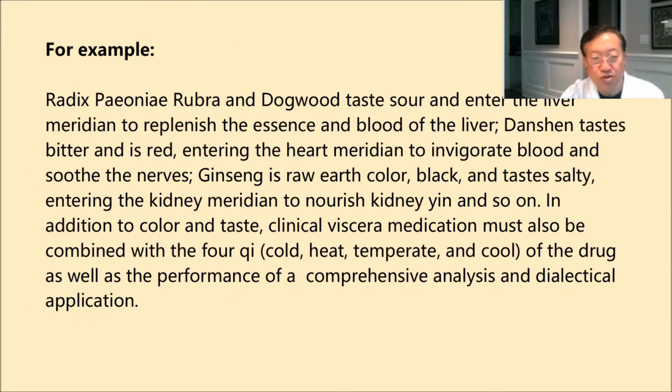For example, radix paeoniae rubra and dogwood taste sour and enter the liver meridian to replenish the essence and blood of the liver. Danshen tastes bitter and is red, entering the heart meridian to invigorate blood and soothe the nerves. Ginseng is earthen in color, black, and tastes salty, entering the kidney meridian to nourish kidney yin, and so on. In addition to color and taste, clinical viscera medication must also be combined with the four qi of cold, heat, temperate, and cool of the drug, as well as a comprehensive analysis and dialectical application.